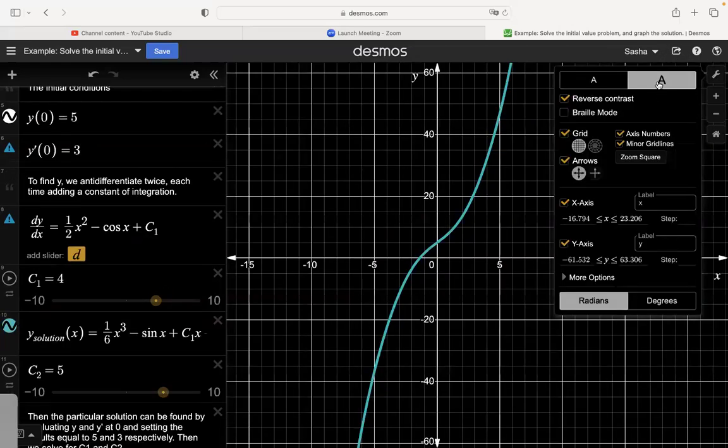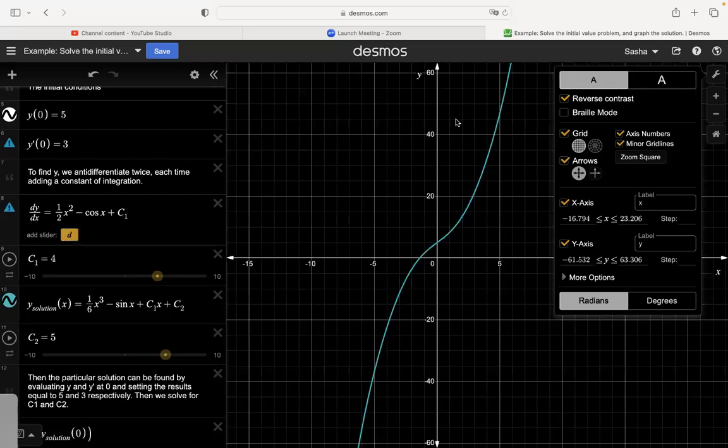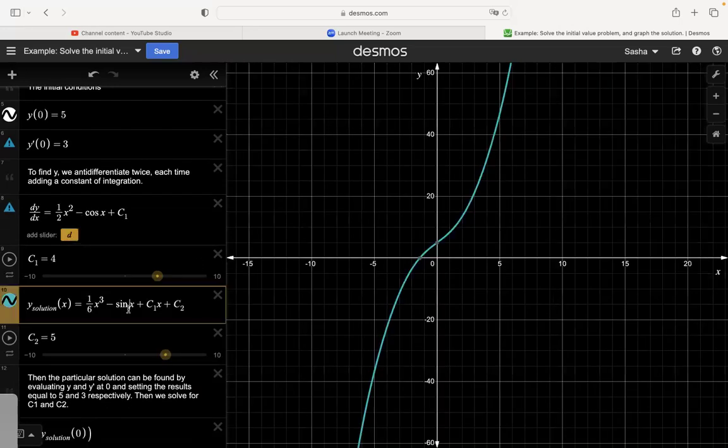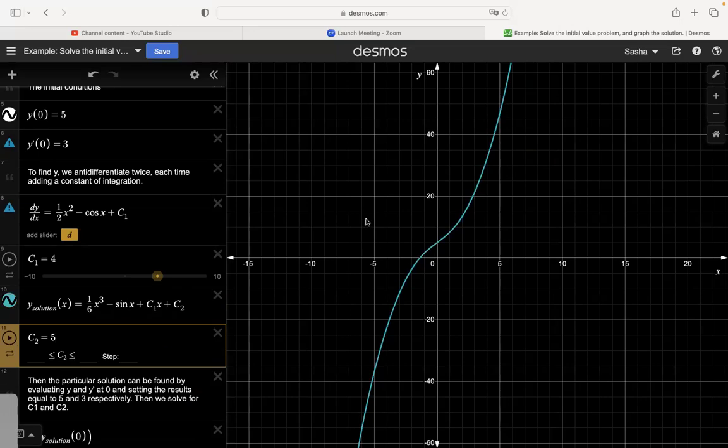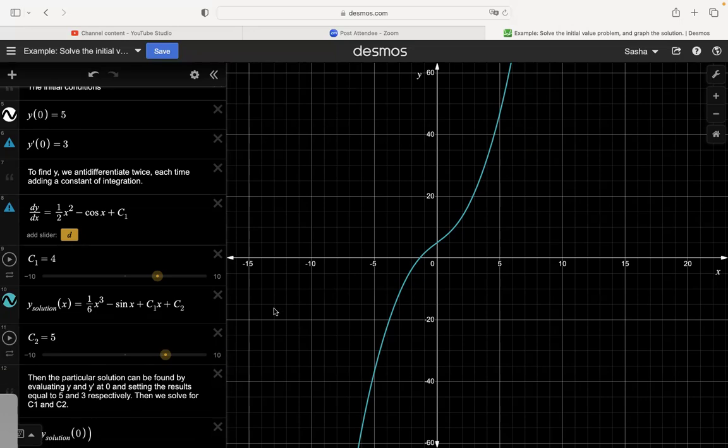Oops. I don't like that. I don't like it in the grid because the grid lines are too bold. But I did want to show you, sorry about that.